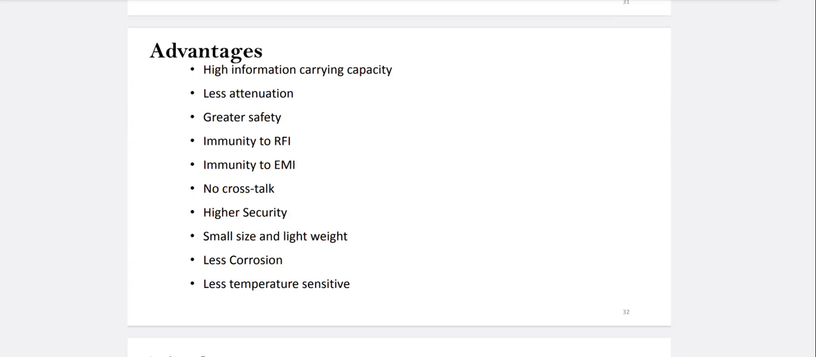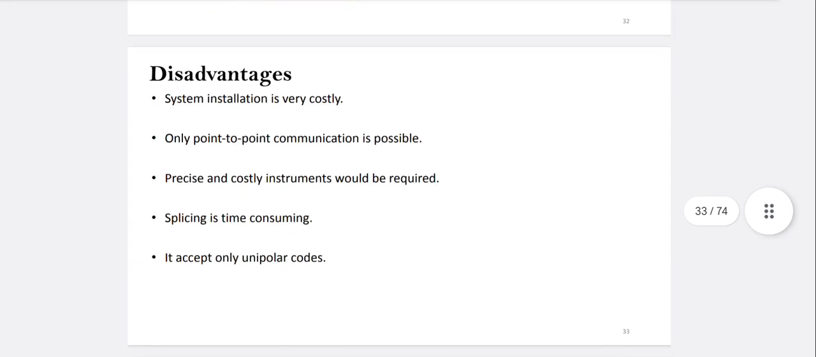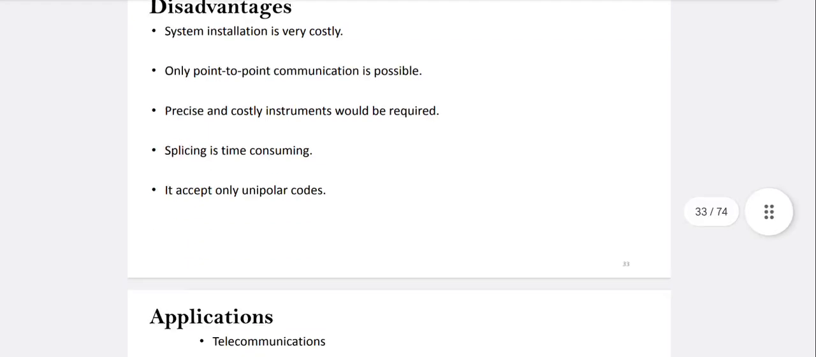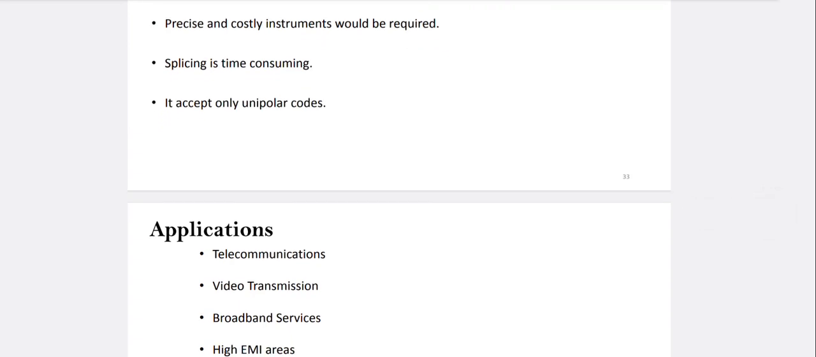It has less attenuation, greater safety, no crosstalk, higher security, less corrosion, smaller size and lighter weight, and it is less temperature sensitive. The disadvantages of optical fiber communication networks are that the installation cost is very high, it supports only point to point communication, and splicing is time consuming. Splicing is the connection between two fiber optic cables. It also accepts only unipolar codes. These are all the disadvantages of fiber optic communication.